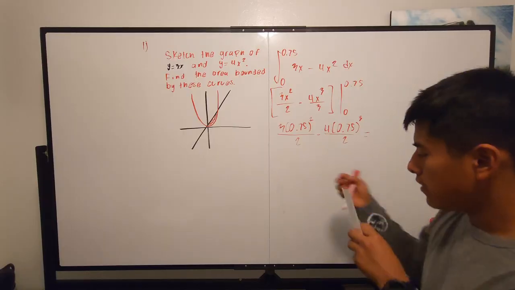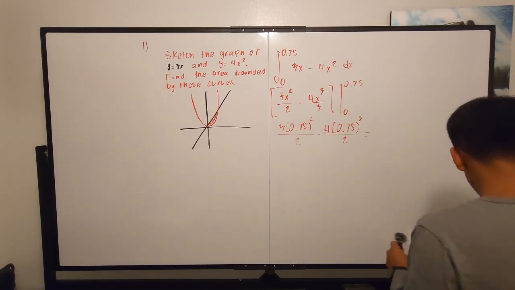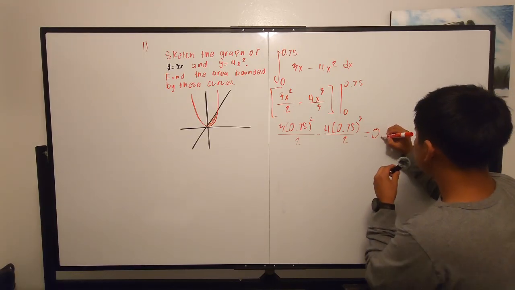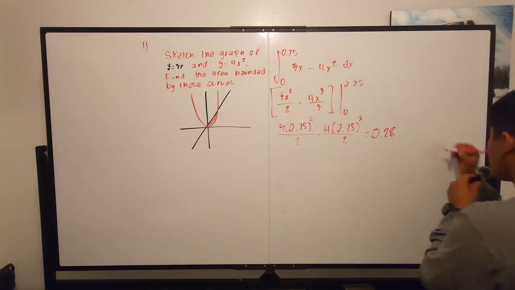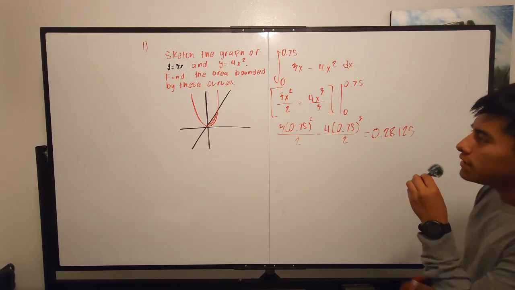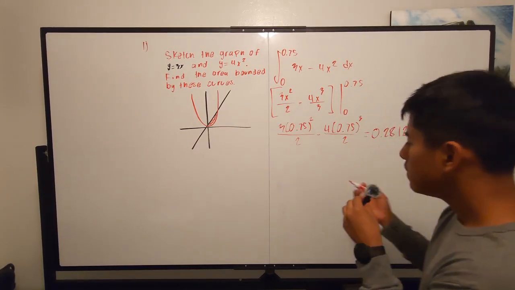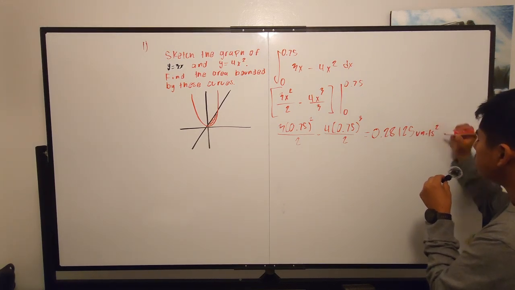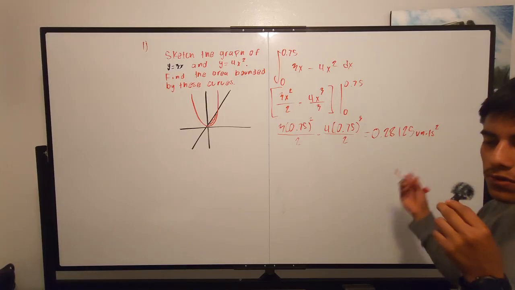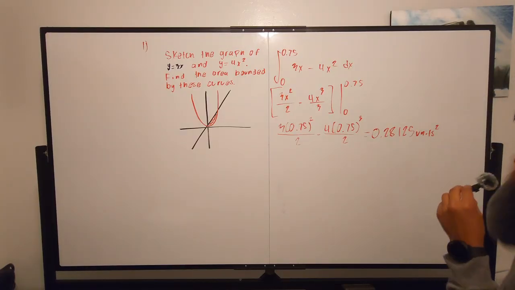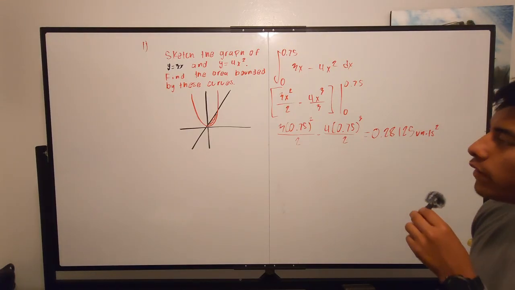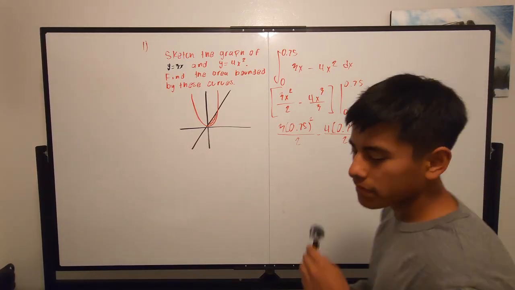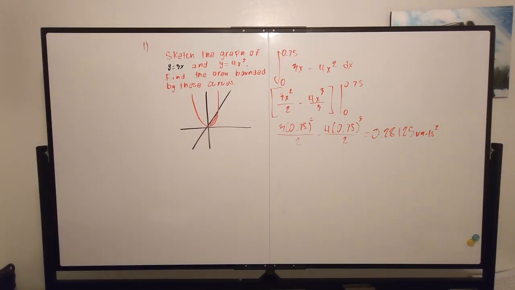And for this problem, your answer should be 0.28125. And since this is area, it's going to be units squared. Make sure that on the test you do write units squared, because you might get points taken off if you do not write units squared for area. And that is your answer right there for the first problem.